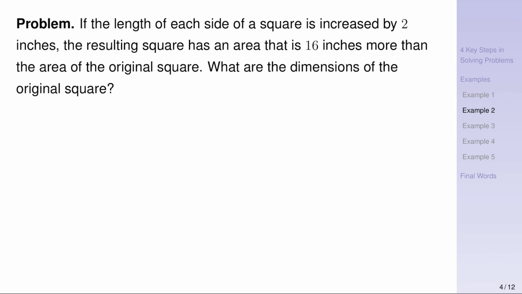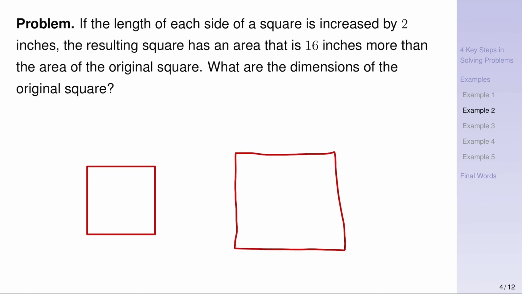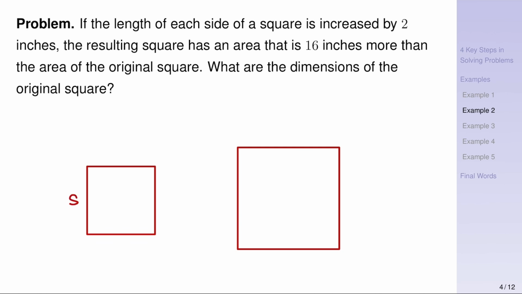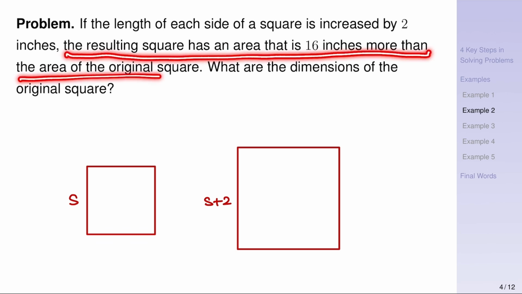Just to illustrate what's happening, since again, understanding is important, we are first given an original square, and then we increase it to a bigger square by adding 2 to both sides. So let's say the side of the original is s. The side of the next one would be s plus 2. Our goal is to find this s, provided that the resulting square has an area that is 16 inches more than the area of the original square.